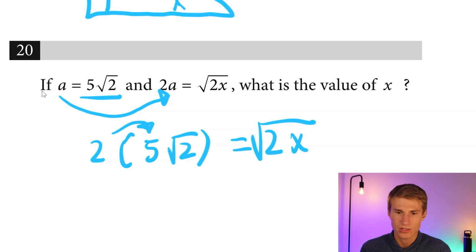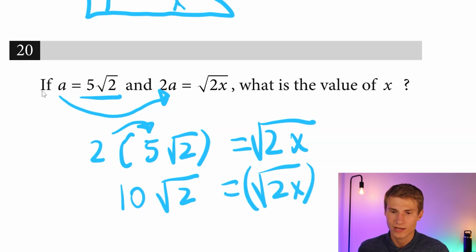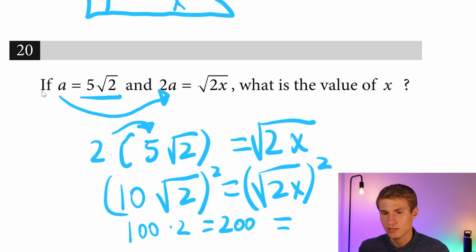First thing I'm going to do is multiply this 2 by that 5 times the square root of 2, and that's going to give me 10 times the square root of 2, which is equal to the square root of 2x. From there, I'm going to go ahead and square each side to get my x out of that square root. When I do that, I'm going to end up getting 10 times 10, which is 100, times the square root of 2 squared, which is 2. So I'm going to have 100 times 2, which will give me 200, which will be equal to 2x.